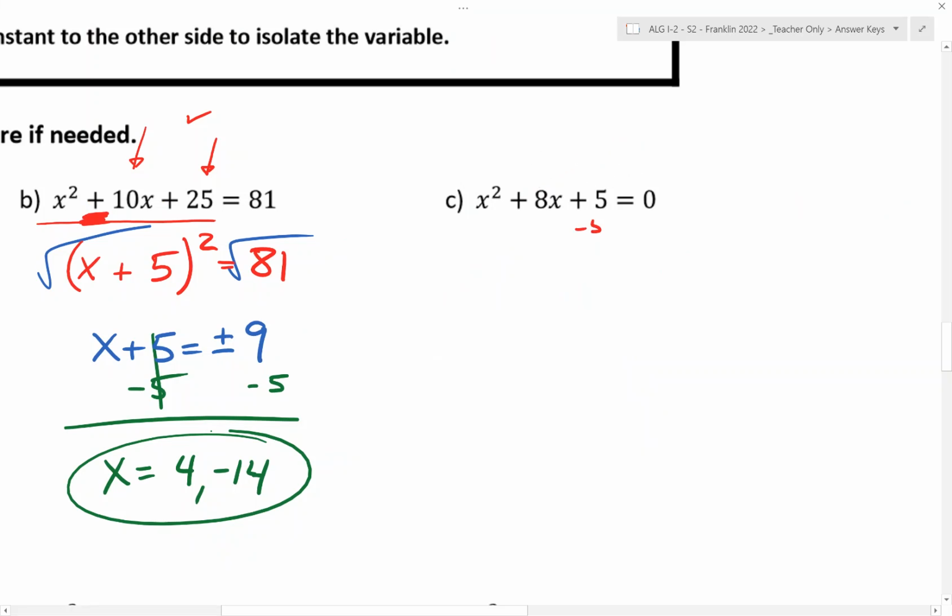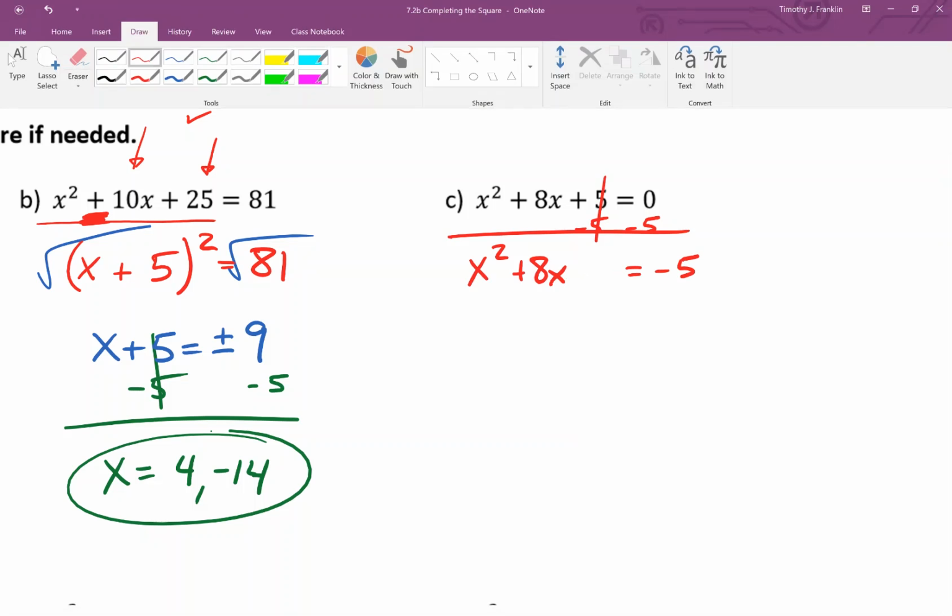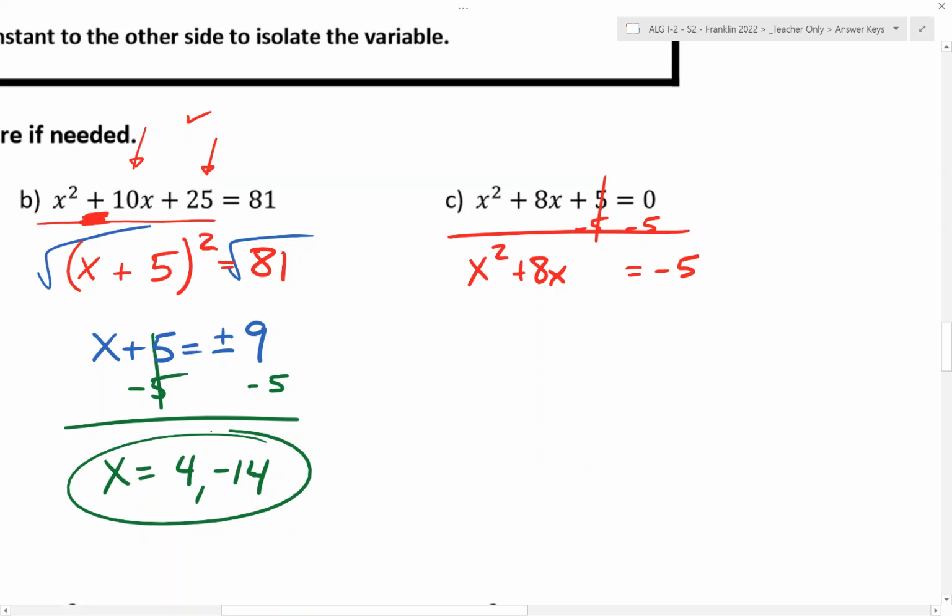Let's go ahead and subtract 5 from both sides. Move the constants all the way over. And when you do this, I'd leave a little space. So x squared plus 8x, leave a little space, equals negative 5. And so we need to complete the square. And again, like we were checking, 8 over 2 squared, that's 4 squared, that equals 16. So we need to add 16 to both sides of this equation.